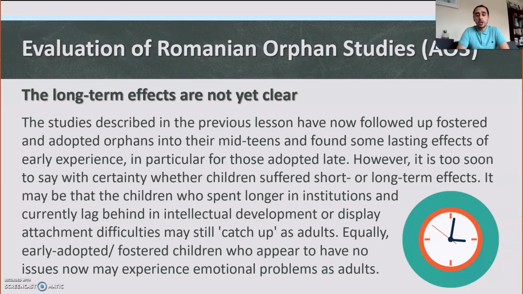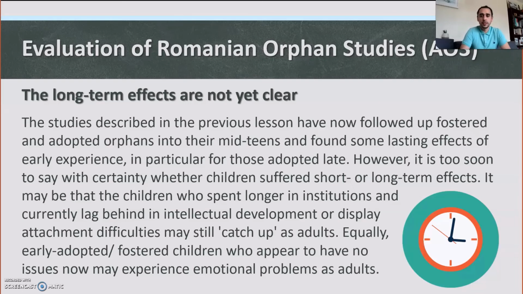Lastly, the long-term effects are not yet clear. The studies described have now followed up fostered and adoptive orphans into their mid-teens and found some lasting effects of early experience, in particular for those adopted late. However, it is too soon to say with certainty whether children suffered short or long-term effects. It may be that the children who spent long in institutions and currently lag behind in intellectual development or display attachment difficulties may still catch up as adults. Equally, early adopted or fostered children who appear to have no issues may now experience emotional problems as adults.